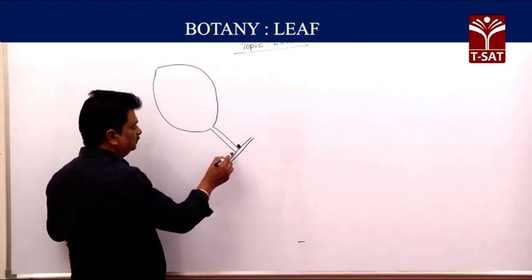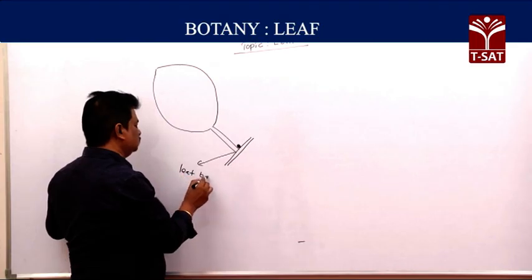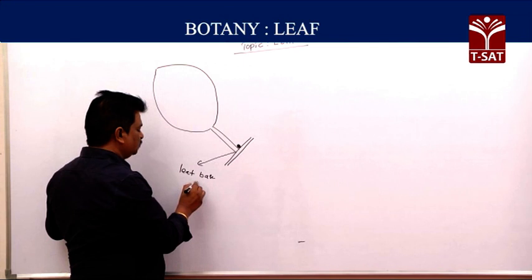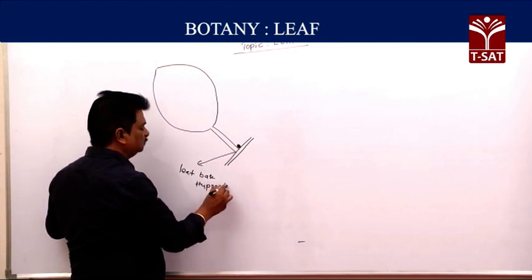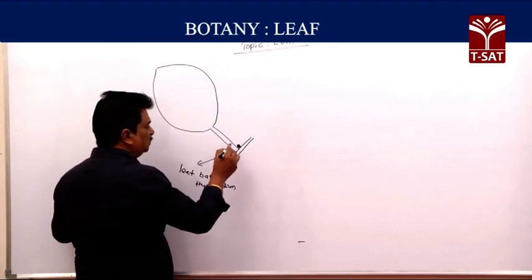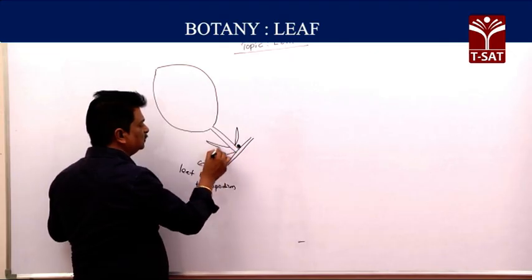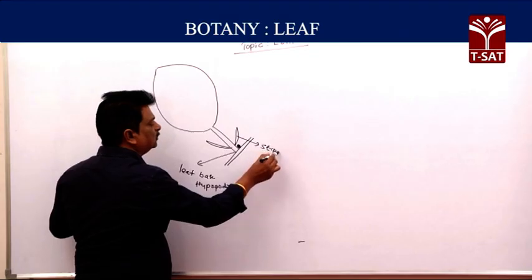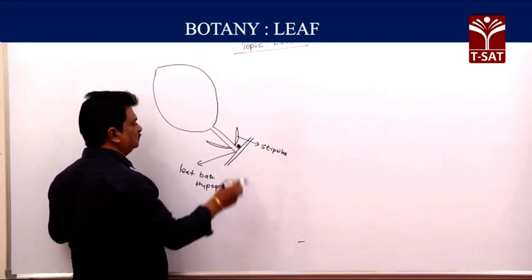Parts of leaf. Leaf shows leaf base. Leaf base is also called hypopodium. Then from the leaf base, two lateral appendages are formed. These lateral appendages are called stipules.